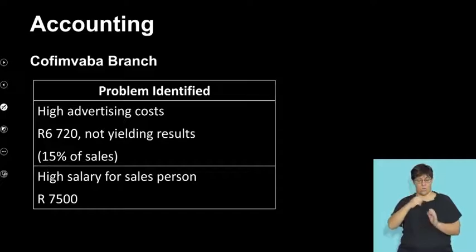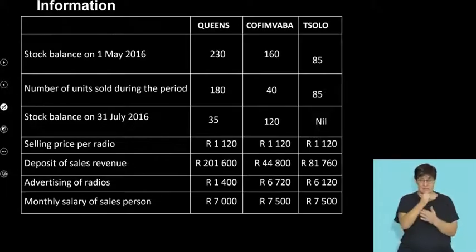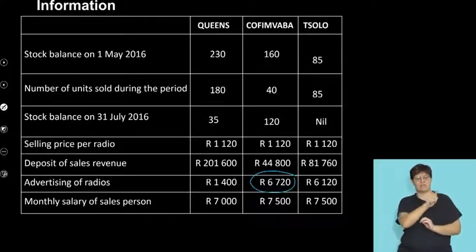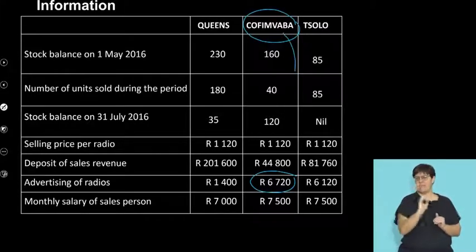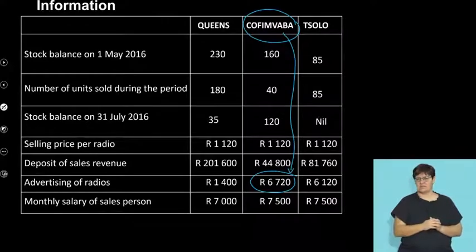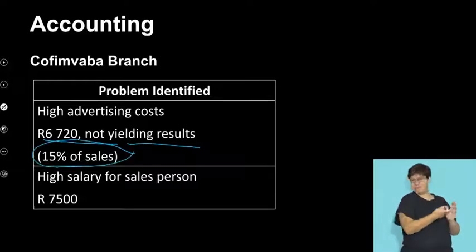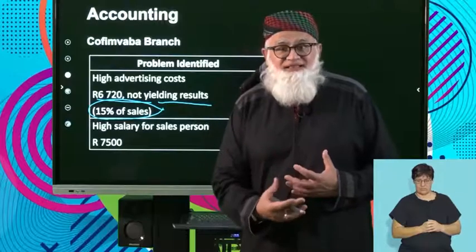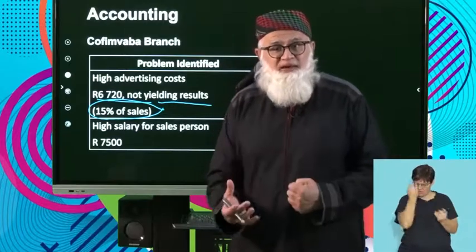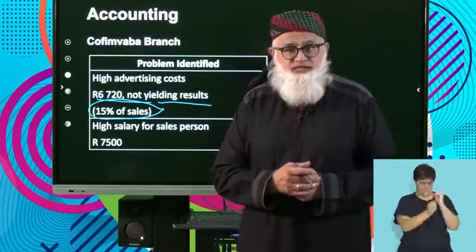We've identified Kofivamba. We said high advertising cost, and oh, this is still the Kofivamba branch. Let's go back and see what we identified here. We have advertising of 6,720. Remember, that's the branch that we're looking at, okay? And we can see that although there is high advertising, 6,720, it's not yielding the results. Clearly, you can see that. So it means that there's something wrong with your advertising campaign as far as this branch is concerned.